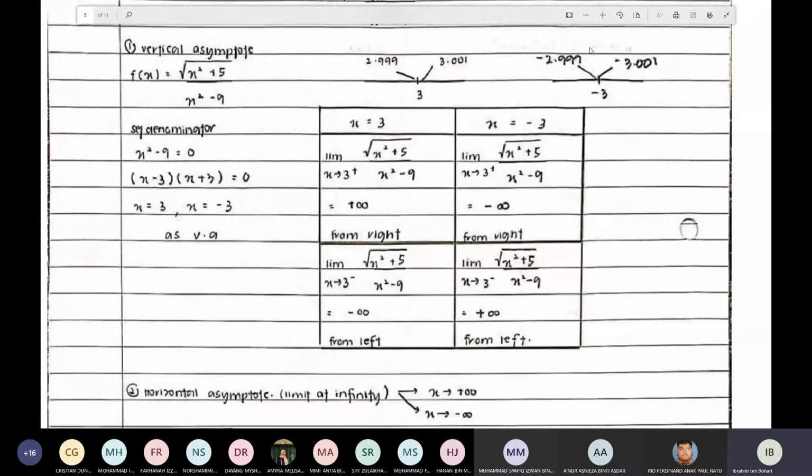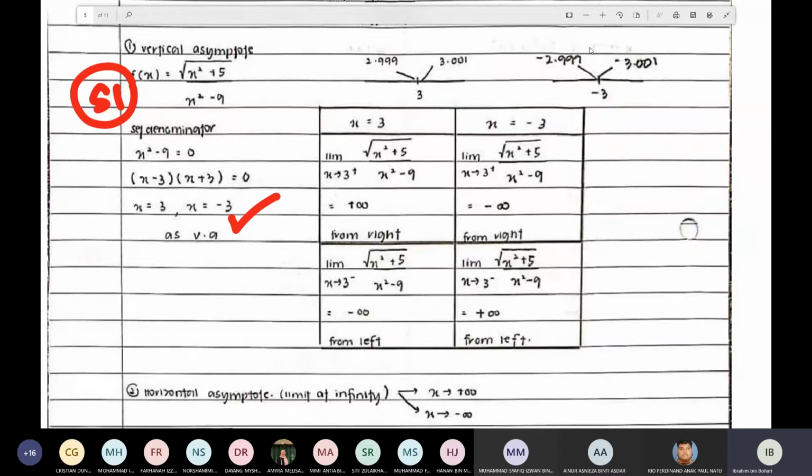Okay, question 6, curve sketching. Sketch the graph of the rational function f(x) equals to the cube root of x squared plus 5 over x squared minus 9. First step, you find the vertical asymptote of the rational function. Step 1, kita check sama-sama dia punya method ni betul ke tidak. You let the denominator here equal to 0, factorize x plus 3, x minus 3, and x here equals to plus minus 3.